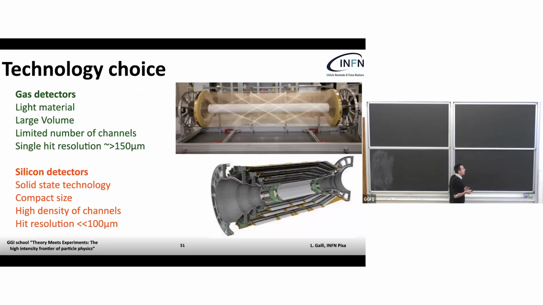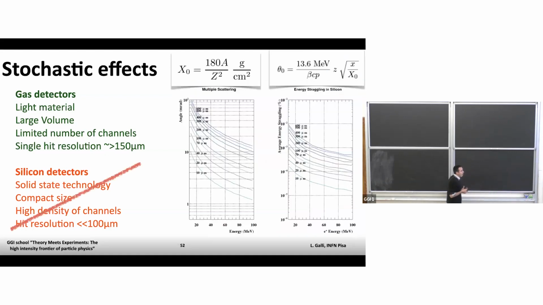With solid state, like this one, you use solid state technology. It's a compact size, in the sense that you have a channel, a strip, which has a dimension of 100 microns, which means that the resolution is much better than 100 microns. If you have pixels, much better in both directions. And you have a high density of channels. But the problem with this kind of energy, as I said, is the multiple scattering and the energy straggling, which is the distribution of the energy loss in the material, which is not definite but has a width. And this is the width that, of course, adds in quadrature to the resolution that you get from your energy measurement.